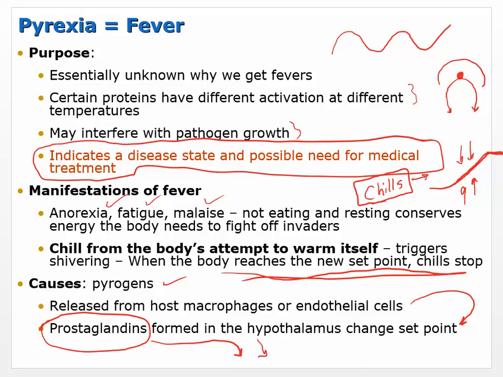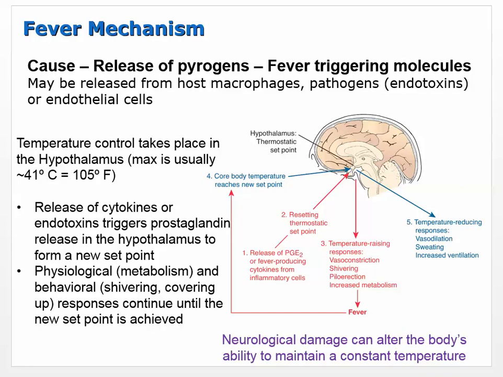So see how all of this stuff is working together, and you really need to understand these things because you can form a whole bunch of test questions just based on those concepts. You know, if somebody's feeling chills, what's going on, that kind of thing. Somebody's taking an aspirin, why is that reducing fever? All of those things.